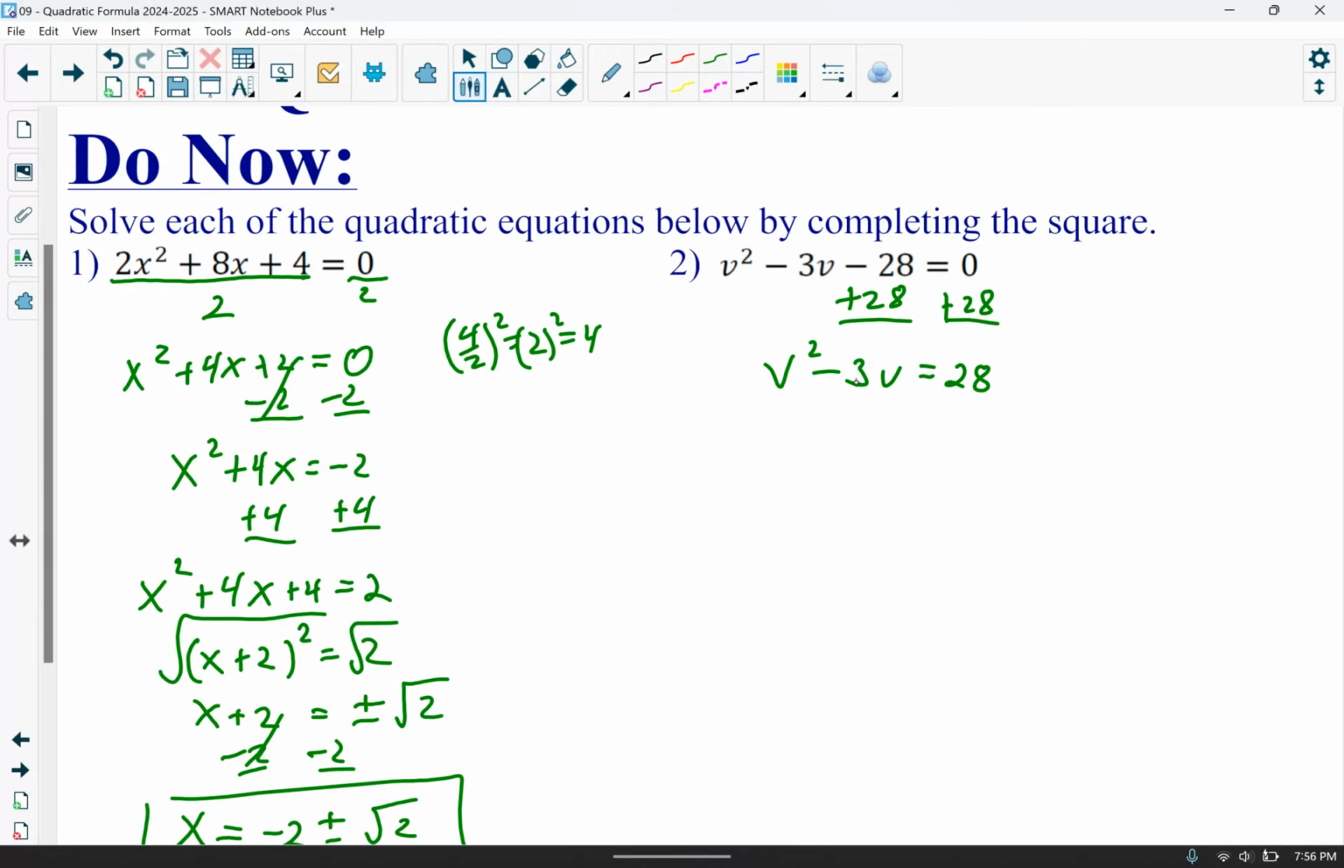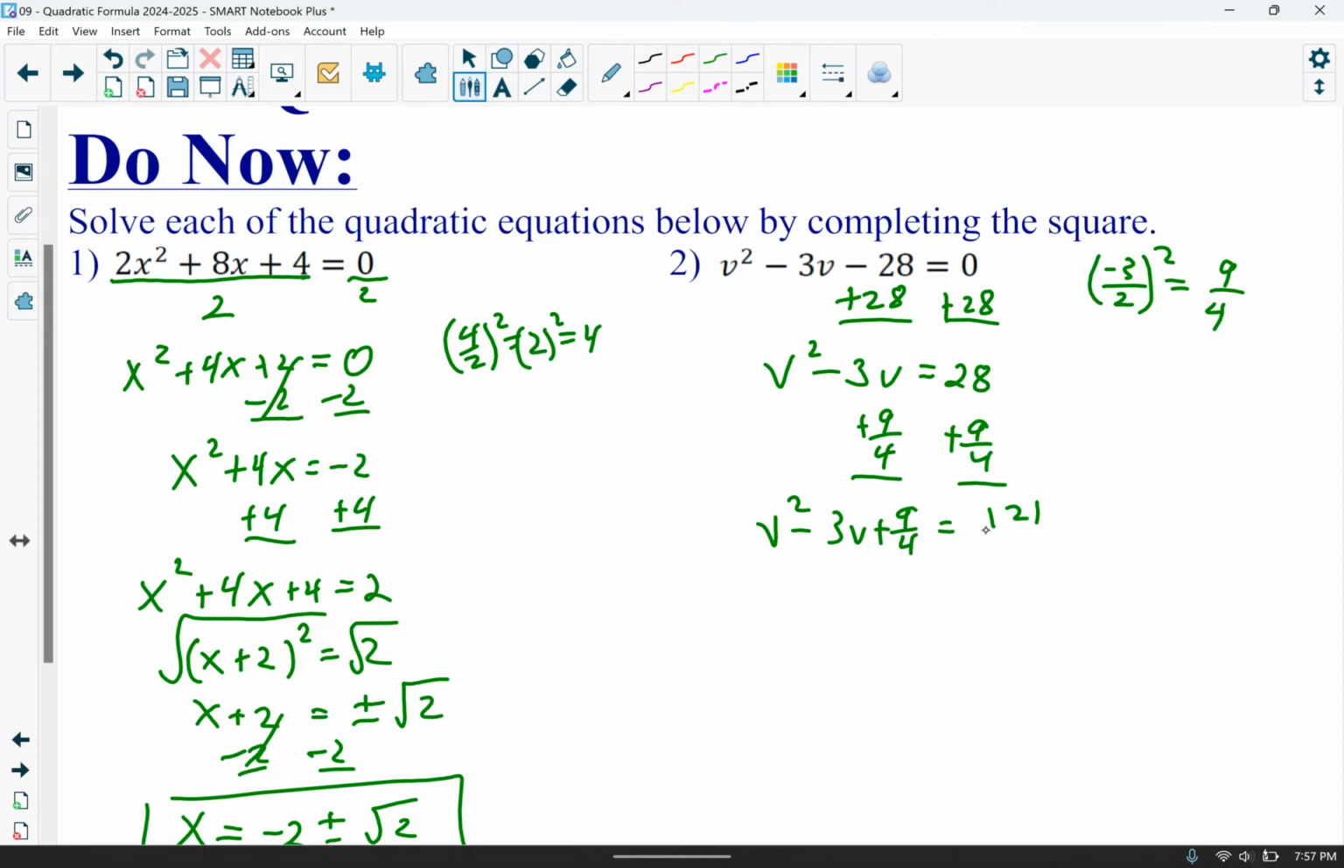Now here, a little more complicated because it's an odd b value. We're going to do negative 3 over 2 squared, which would give us a positive 9 over 4. So we're going to add 9 over 4 to both sides. That'll give us v squared minus 3v plus 9 over 4. Now here's where I would go to my calculator if I don't want to spend time doing all of those fraction operations, to do 28 plus 9 over 4 to get 121 over 4.